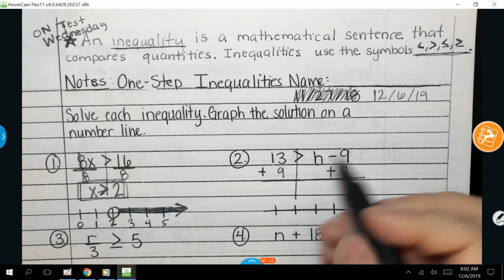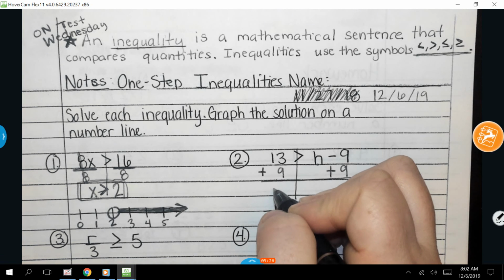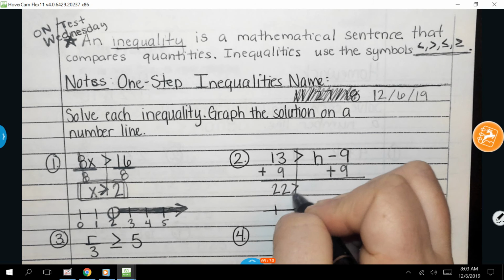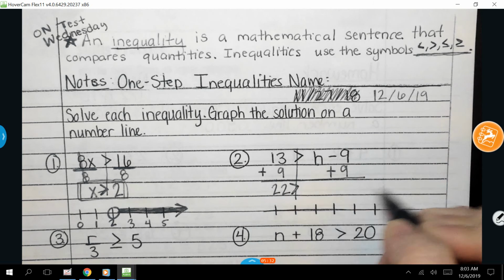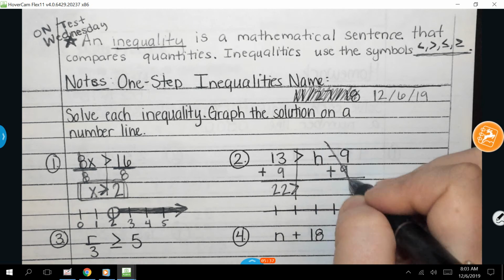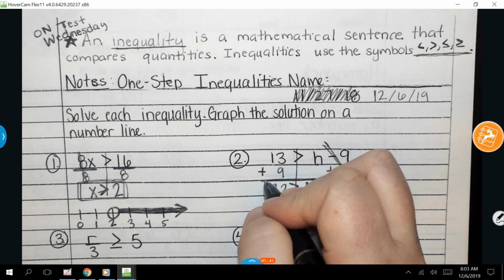Okay. So over here we have 13 plus 9, which is? 22. My line, I'm going to keep that symbol. And then what happens to my minus 9 and plus 9? 0. That goes away, so I'm left with H. Okay, so there's my answer.